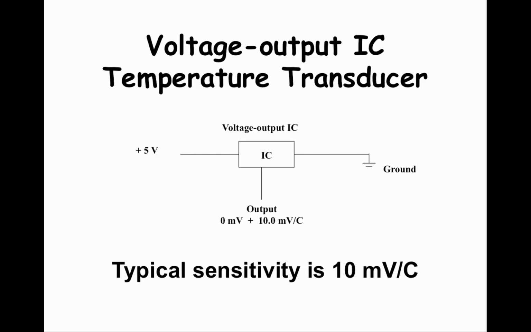The other integrated circuit temperature transducer that we will mention is a voltage-based device. The voltage output is linearly related to temperature. A common sensitivity is 10 millivolts per degree Celsius. So if the temperature is 20 degrees Celsius, we would expect the voltage output to be 200 millivolts. If you look at the wiring figure, you can see that the voltage output integrated circuit temperature transducers are very easy to connect to a data logger or PDAC 55 unit.